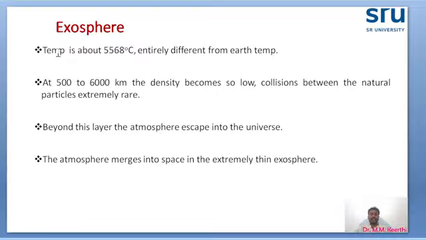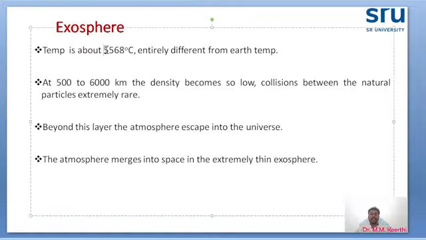Next, in this exosphere region, the temperature is around 5568 degrees Celsius, entirely different from the Earth's surface. At 500 to 6000 kilometers, the density becomes very low. Collisions between the particles are extremely rare. Beyond this layer, the atmosphere escapes into the universe, and the atmosphere merges into space through this exosphere region only.